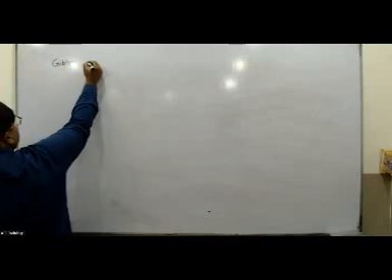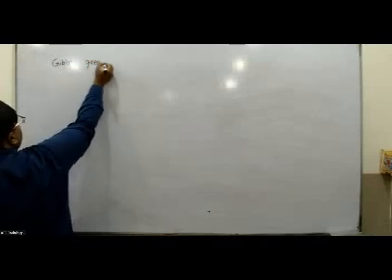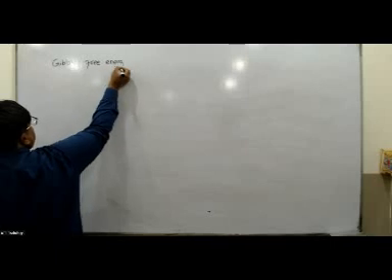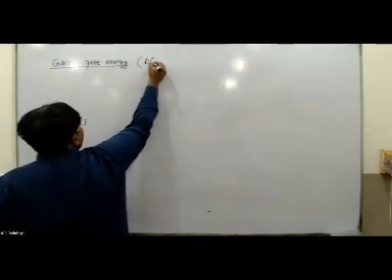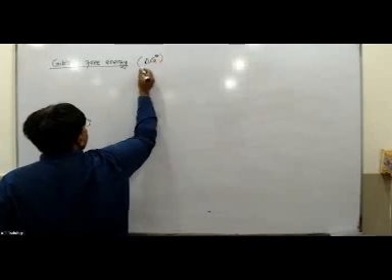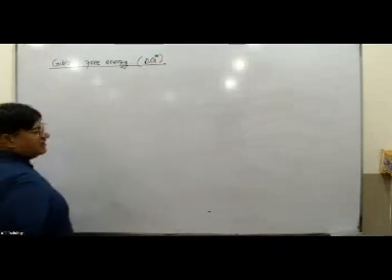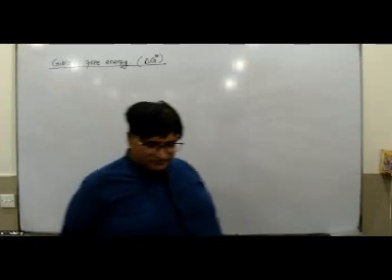Okay guys, now we are going to start with the Gibbs free energy. This is the last thing. Gibbs free energy is denoted by the symbol delta G. Gibbs free energy.